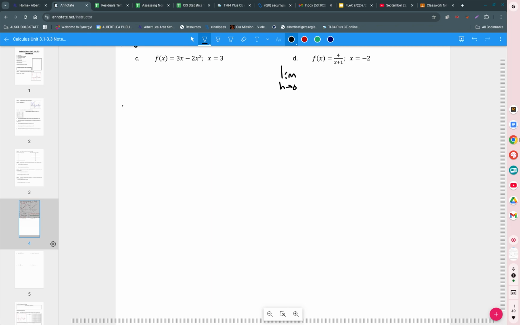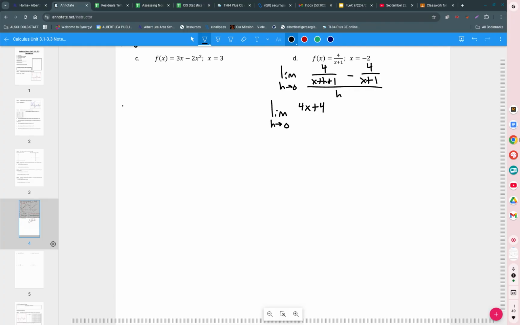The limit as h goes to 0 of 4 over x plus h plus 1, minus 4 over x plus 1, all over h. What to do? Probably get a common denominator. So I'm going to multiply the top and bottom by x plus 1. What's that going to give me on the top? 4x plus 4. It's so nice that you guys see the structure of complex fractions, because in some other classes I have to write all this out over and over again.